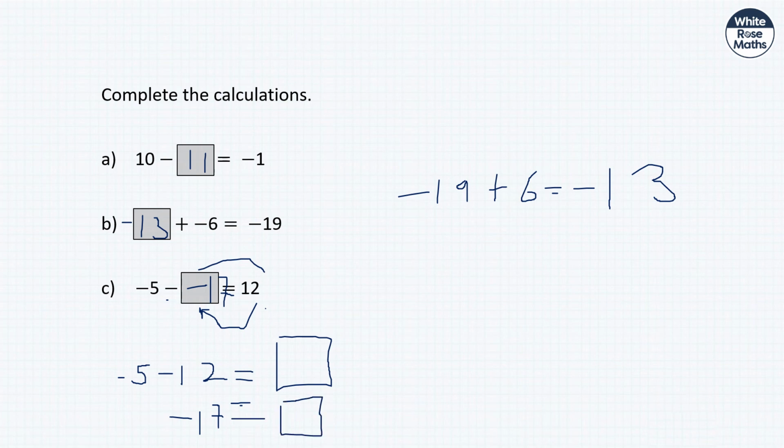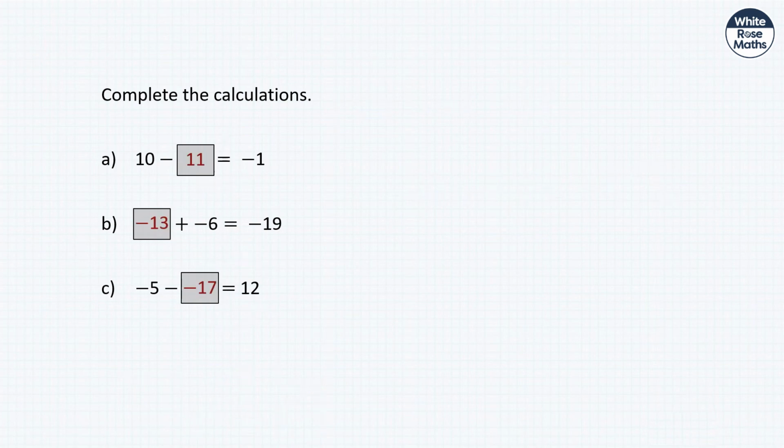So essentially, it's like solving a one or two step equation involving a negative, but being very careful. For this one here, if you add this as your box, and then you subtract this, then you get 10 subtract negative 1, which is going to be 10 plus 1, which gives you 11.